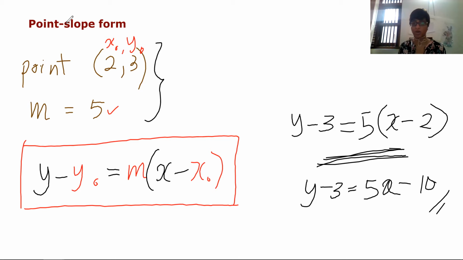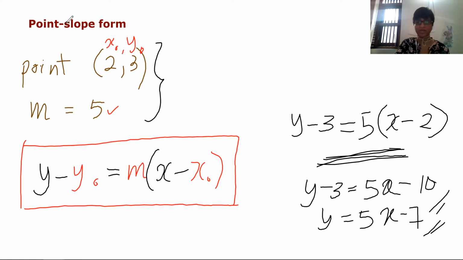The form is gone, but the equation is correct still. Can I move the 3 to the other side? Yeah, you can. You can do 5x minus 10 plus 3 is minus 7. That is the same too. Now it's the y equals mx plus c form. You came from point slope form to the slope intercept form.